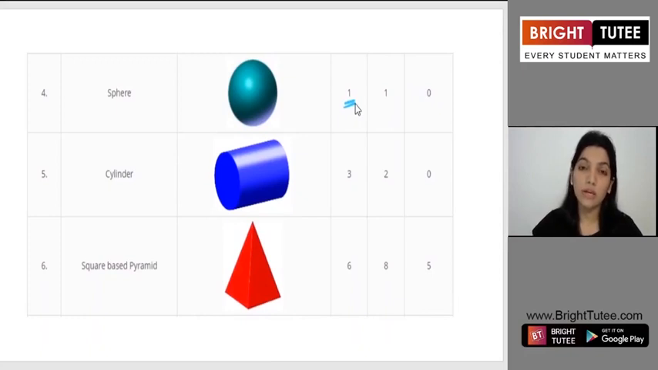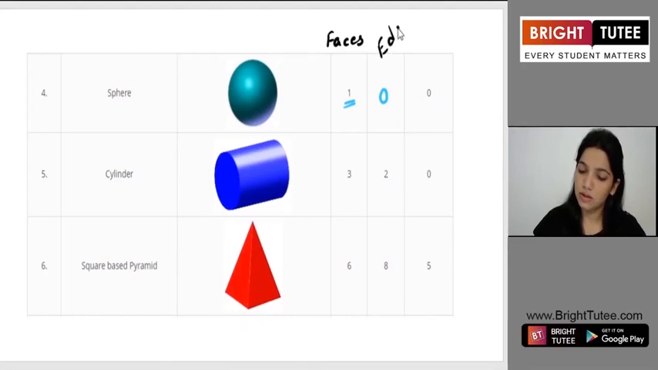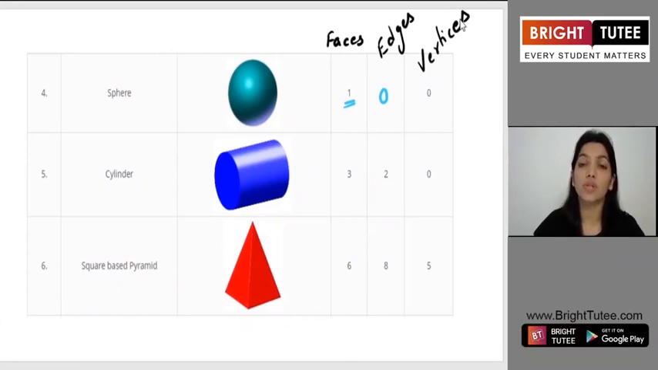Now talking about the edges. So this is wrong. It should be 0 edges. A sphere has 0 edges. We don't have any line segments meeting at any point. So it has 0. I'll just write it here. So these are the faces, these are the edges, and these are the vertices. Okay. So faces, we see that there's just a single face. It has no edge. It has no vertex. We don't see any corner in a sphere, right?